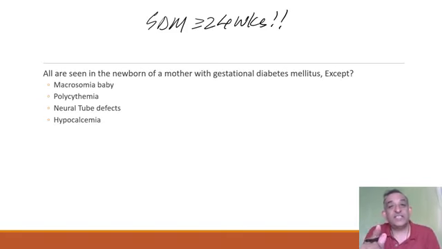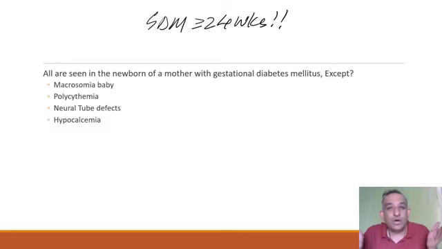What's the test? It is GTT with 75 grams of glucose. Fasting should be less than 92. 1 hour should be less than 180, and 2 hours should be less than 153. Any one abnormal value is diagnosis of GDM. That's the test which we're doing. So when GDM happens after 24 weeks, how will it cause anomalies, guys?